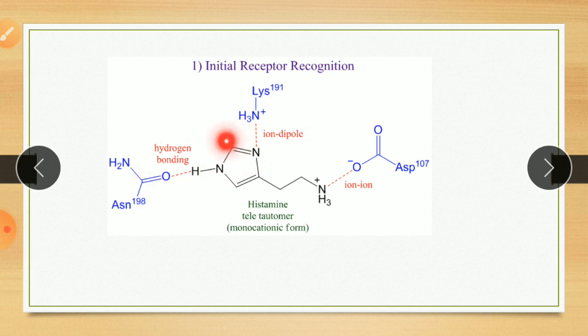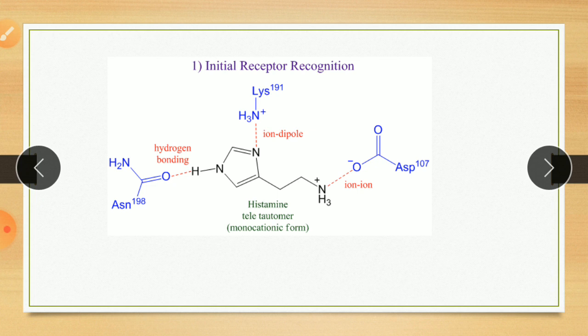And here, hydrogen bonding. So there are three binding sites on the H1 receptor for histamine. First, aspartate 107 binds with the alpha nitrogen through an ionic bond. Second, asparagine 198 binds with the tele-nitrogen through hydrogen bonding. Third, lysine 191 binds with the N-pros nitrogen through ion-dipole interaction.